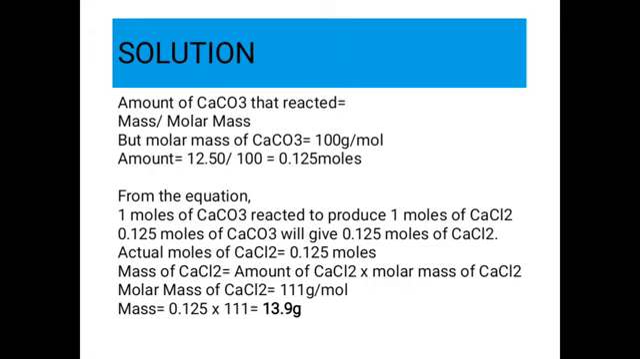So the actual moles of CaCl2 also is 0.125 mole. Now we need to find the mass of CaCl2. What we need to do is to just multiply the amount times the molar mass of CaCl2. That's 0.125 times 111, and it will give us 13.9 grams. So the mass of CaCl2 produced is 13.9 grams.